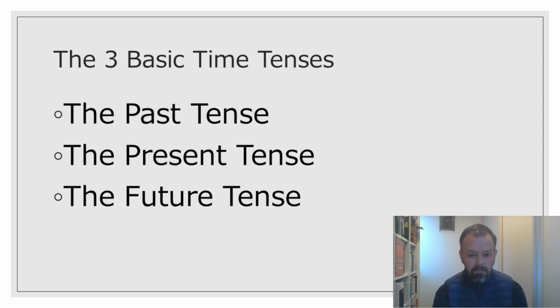And basically, these three different time periods affect the way that we use language. However, that does not mean there are three tenses in English or in any other language. There are far more. That's really because we also have four basic tense forms.